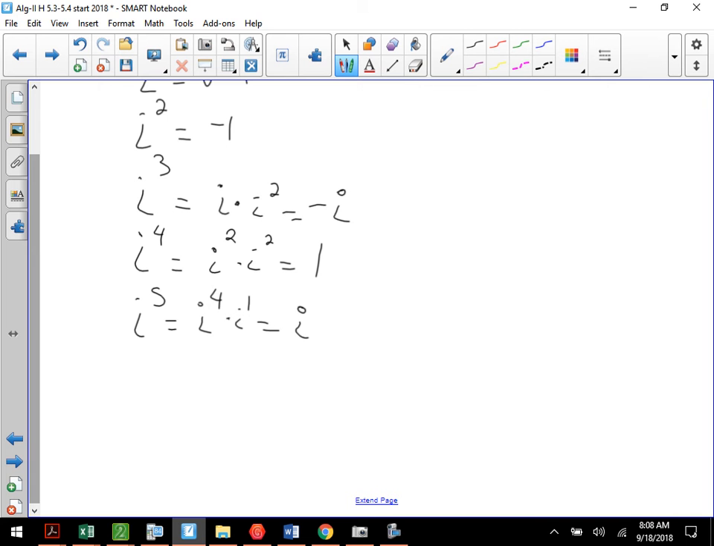Think of it this way. Even if I wrote down I to the 25th, how many 4s go into 25? There's 6 of them, right? So this is the same thing as saying I to the 4th, I to the 4th, I to the 4th, I to the 4th, and then times what? I to the 1st. Because when you're multiplying things together, you add the exponents. Every I to the 4th is equal to what? 1. What's 1 times 1 times 1 times 1? 1. Then what's 1 times I? I.